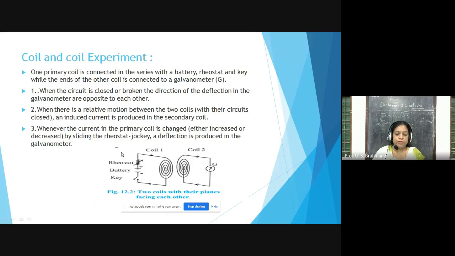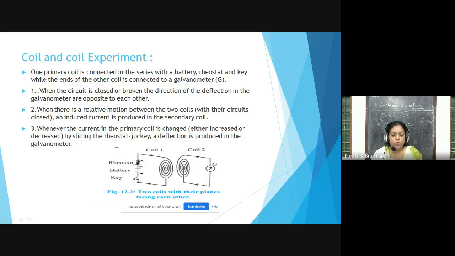So you have understood the three cases because of which there is a deflection in the galvanometer. So when is the deflection in the galvanometer seen? When there is an induced current because of the primary coil. There is induced EMF. You can see even EMF is developed because of this induced current. Now first we'll see about the key.